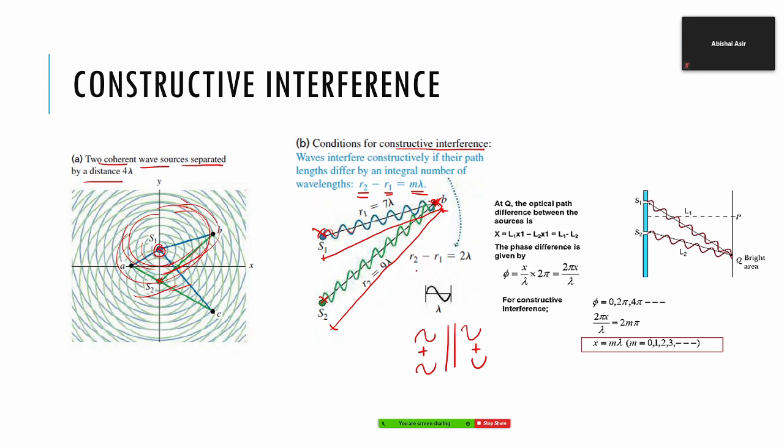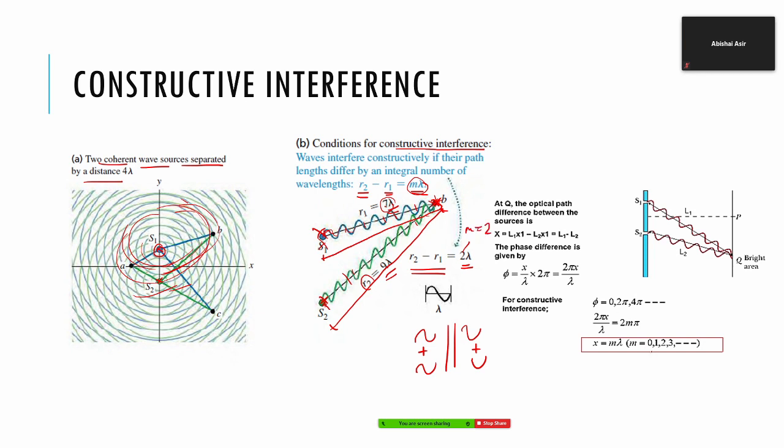So we want to see the difference between them. In this case, S1 to B is 7 lambda. If you count 1, 2, 3, 4, 5, 6, 7, there will be 7 lambda. If you count R2, source number 2 to B, there will be 9 lambda. So 9 minus 7 will be 2 lambda. 2 lambda is m lambda, so over here m is 2.